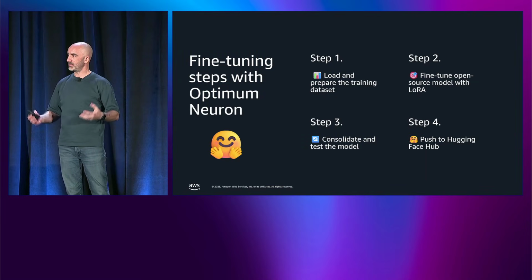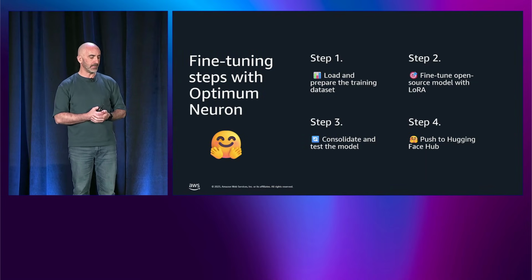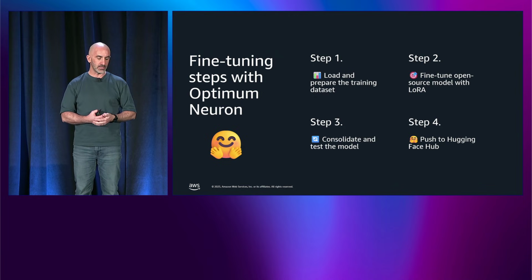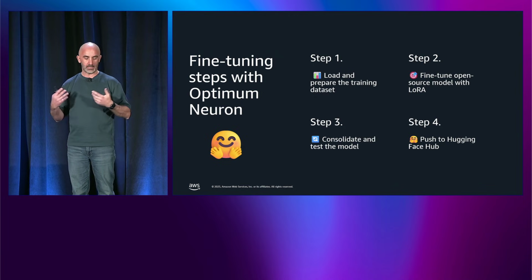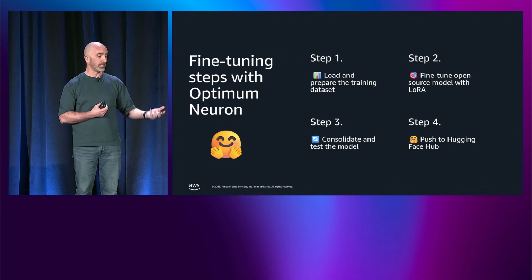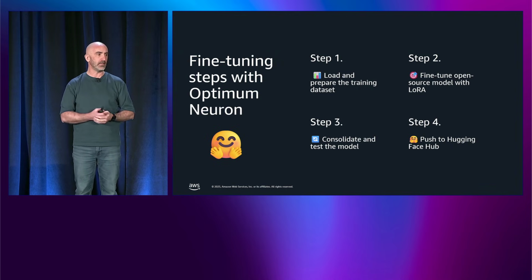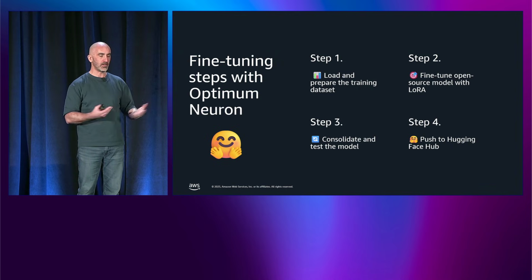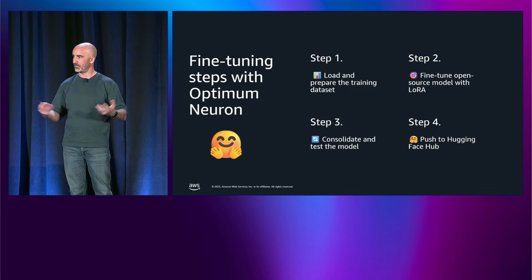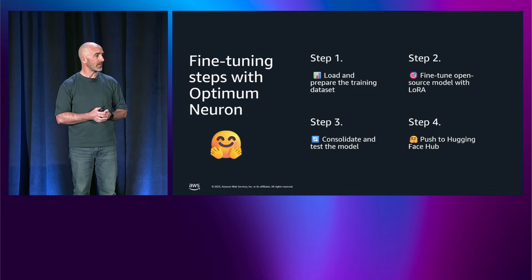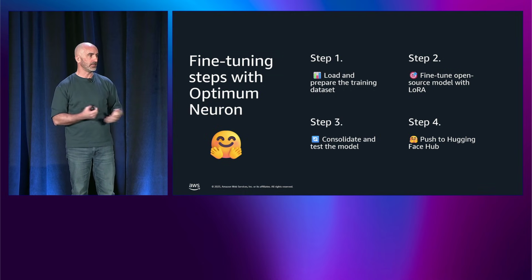The steps when you're doing your post-training using Optimum Neuron are essentially these four steps. You're going to load and prepare your data sets. You're going to fine-tune your model using LoRA. LoRA is a very efficient way to fine-tune a model. It uses a lot less memory than standard full model fine-tuning. Step 3 is you want to consolidate your LoRA adapters into the open weights. And then finally, optionally, you can push up into the Hugging Face hub.